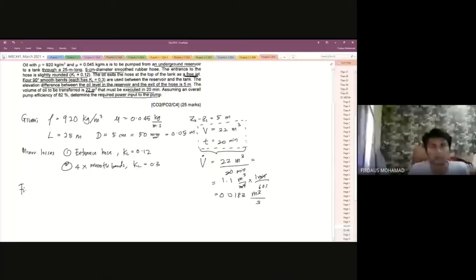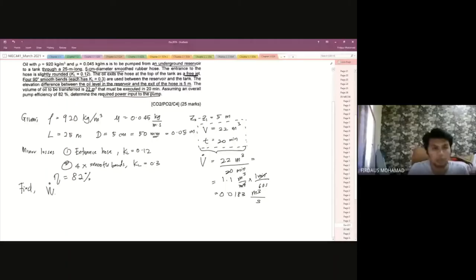Efficiency for the pump is 82%. Okay. Determine the required power input to the pump. Okay, dia nak W dot for power input. Power input to run the pump. Maknanya power input tu must be daripada electrical lah. Daripada electric.